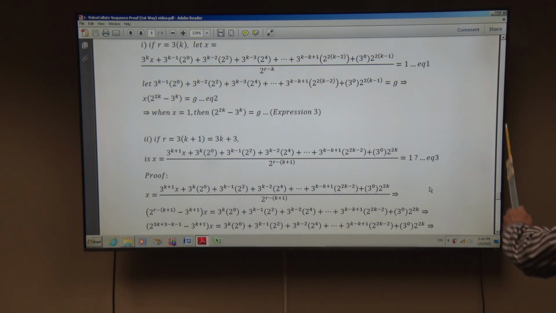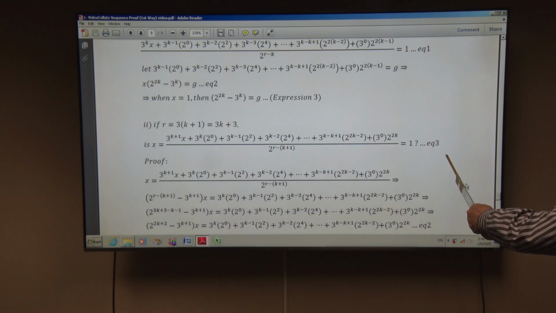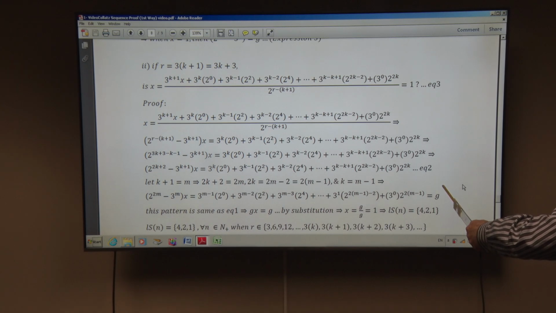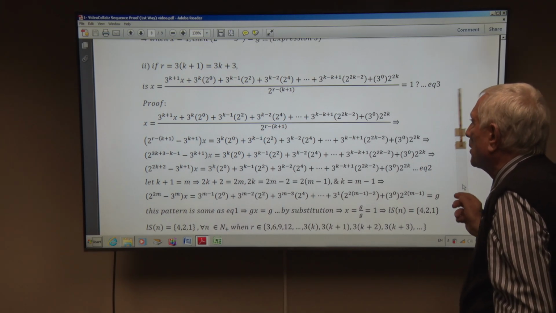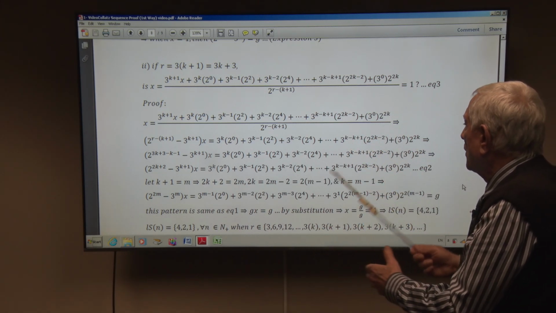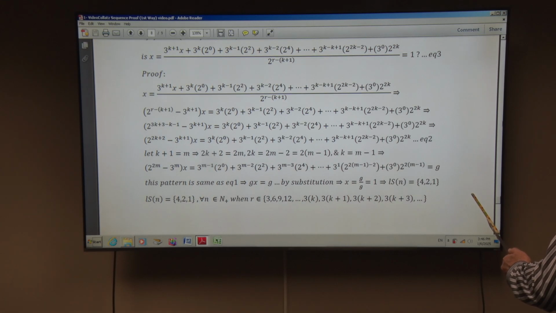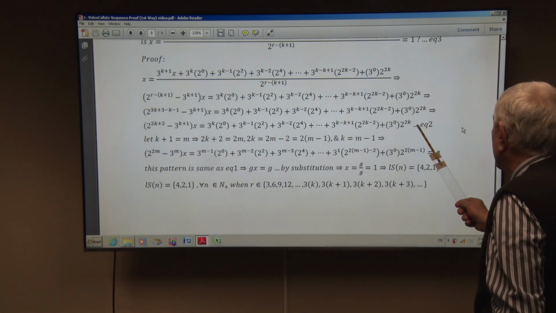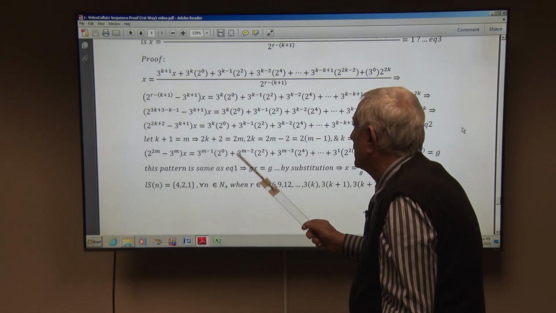Do I have equation 1 there? Equation 1. This is 3. Okay. Accidentally I put 3. Suppose I put 2, but that's okay. I need to make sure this equation 2, this one, is the same as above. How?